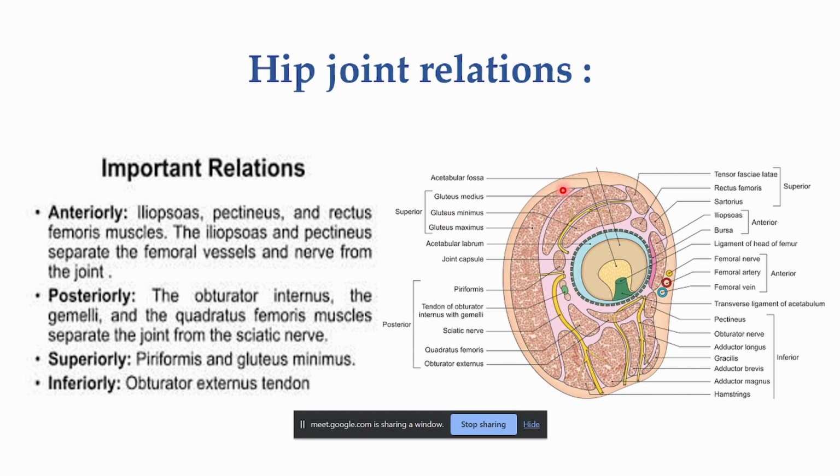Also, the gluteus maximus is there, piriformis, and the tendon of obturator internus with the gemellae and the sciatic nerve. Superiorly, the joint is covered by some part of gluteus maximus, gluteus medius, and gluteus minimus, along with the tendon of rectus femoris. Inferiorly, we have pectineus, obturator nerve, adductor longus, gracilis, and the adductor brevis, magnus and the hamstring muscles.